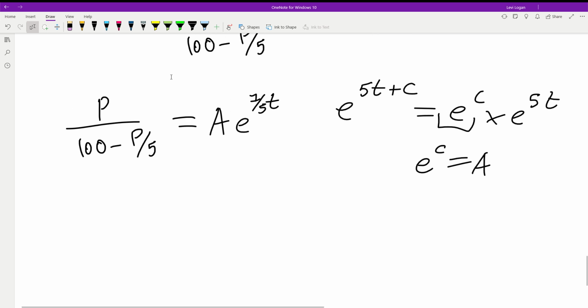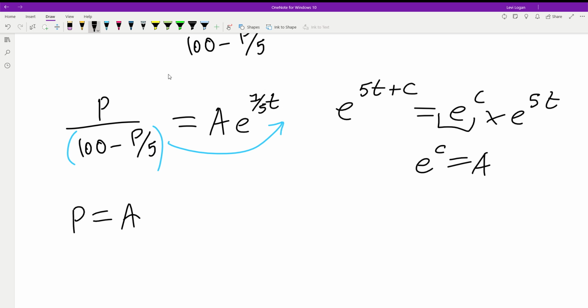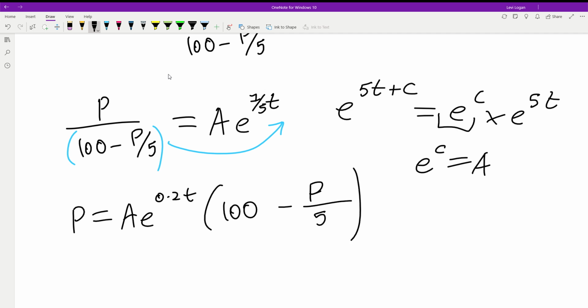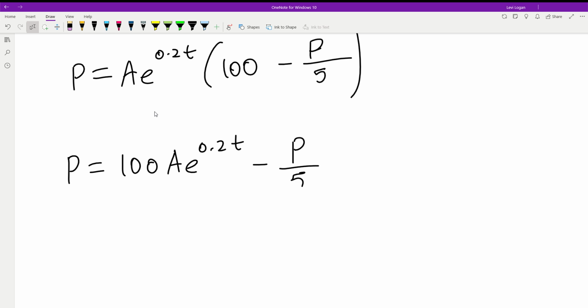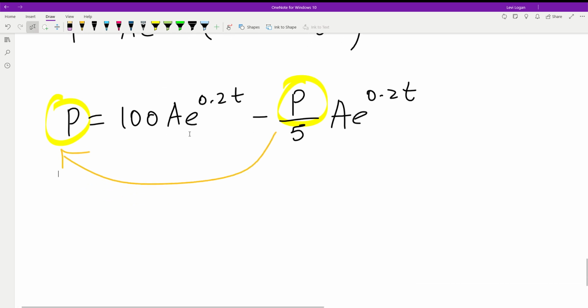Now, what we want to do is get p by itself. So what we want to do is multiply both sides by this to effectively move it up there, and we're going to expand that. So we'll get p equals a e, I'm going to write that as 0.2t, times 100 minus p over 5. So we can multiply that out. So we'll have p equals 100 a e^0.2t minus p over 5 a e^0.2t. Now that we've multiplied everything out, we want to group up p. So here p is here and p is here. So we want to move this thing to the other side, and we'll factorize that p out.